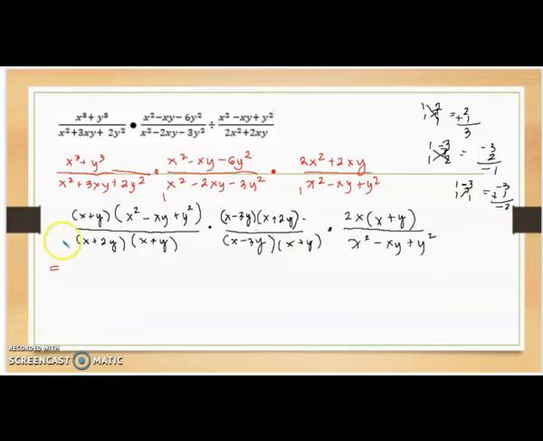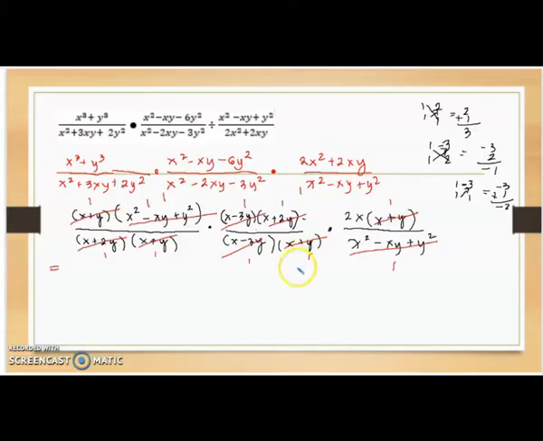And then cancel the common factors between the numerator and the denominator. So let's check. x plus y is common, so cancel, 1 over 1. x squared minus xy plus y squared, cancel, that becomes 1 over 1. Also x plus 2y is common, and x minus 3y is common, and x plus y and x plus y become 1 over 1.